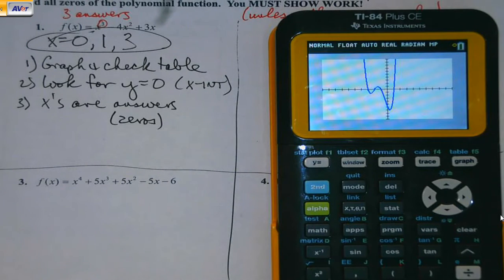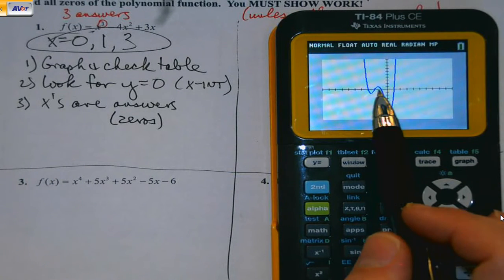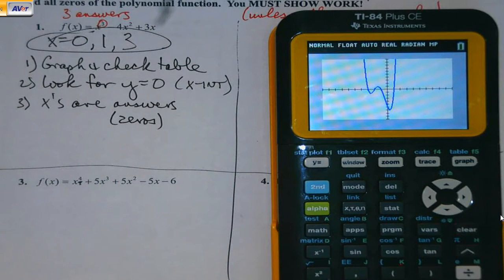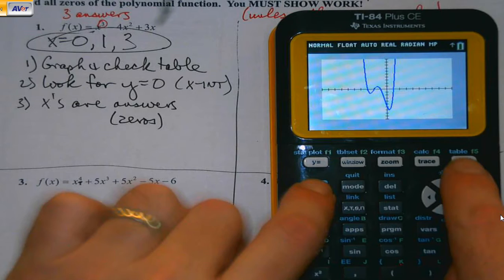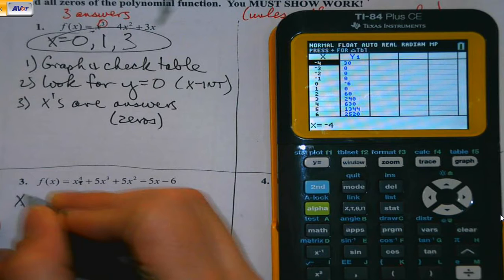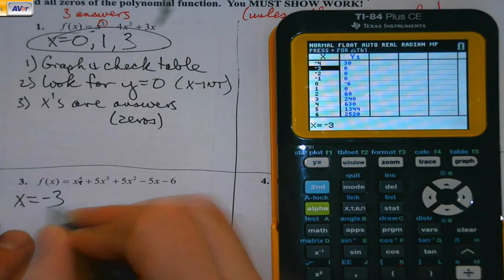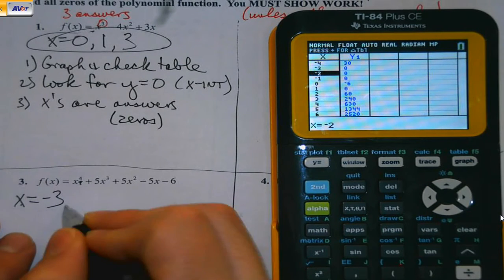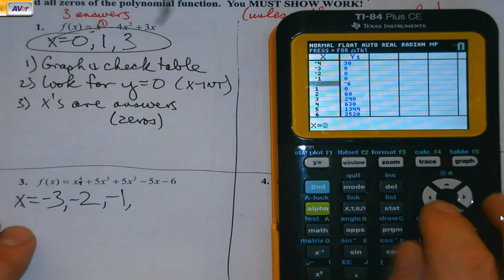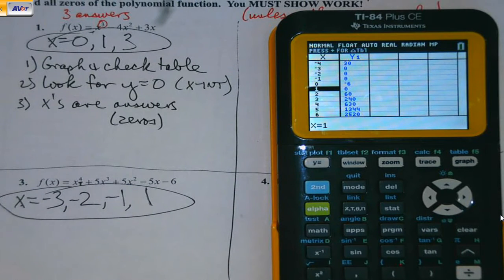Ooh, this looks promising. 1 zero, 2 zeros, 3 zeros, 4 zeros. I need 4 answers. I think this is going to work out nice again, but let's check. Second graph. And we are on the lookout for y equals 0. Every time we see one, we do a little happy dance, either really or in our head at least. So negative 3 is a 0, negative 2 is a 0, negative 1 is a 0, and 1 is a 0. 4 answers. Woo! Okay.